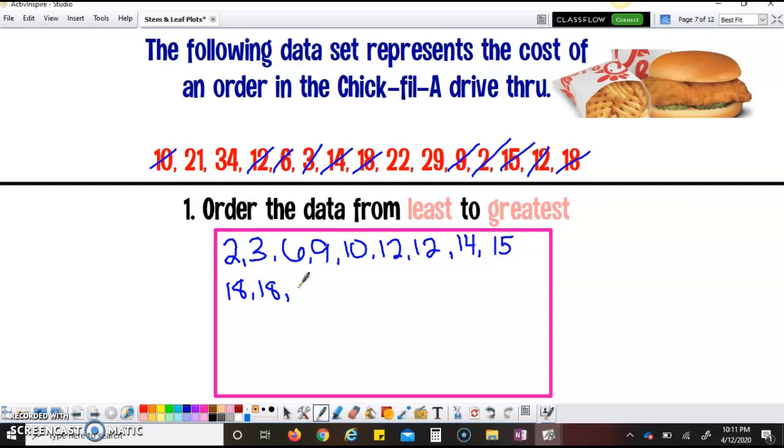Goodness, okay. 21, 22, 29, and 34. Okay, so I'm pretty sure I've got 15 values. Let me count to make sure: 1, 2, 3, 4, 5, 6, 7, 8, 9, 10, 11, 12, 13, 14, 15. Okay, these guys are in order.